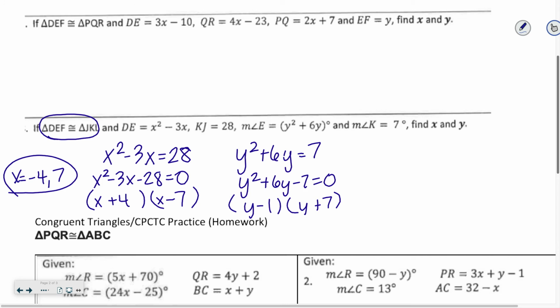Are you sure about 28? Yes, it would. What? Oh, wait, no. 7 squared. I got 7. Wait, what did I do? You didn't get -4. Hold up. 1 and -7.